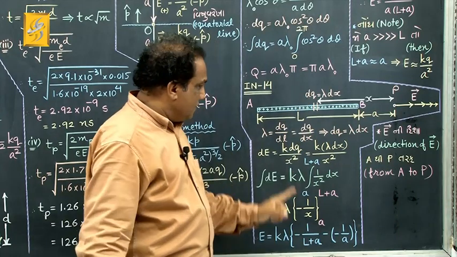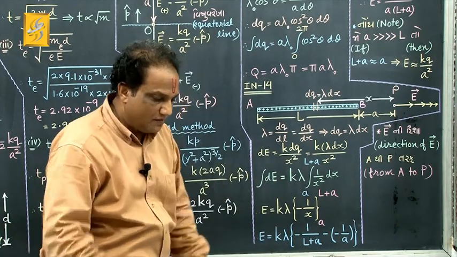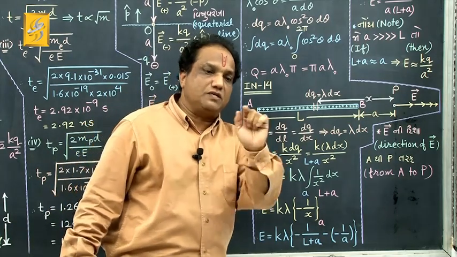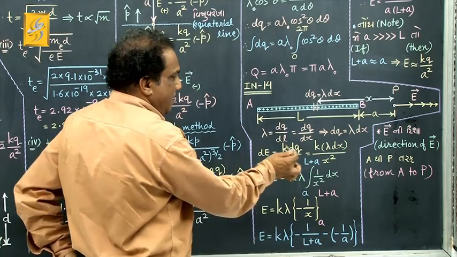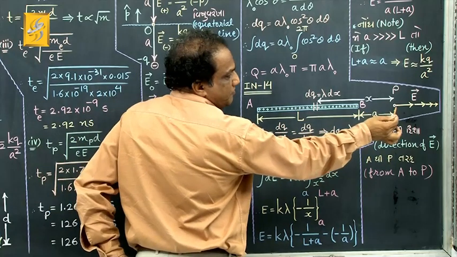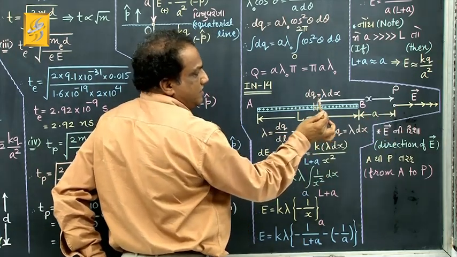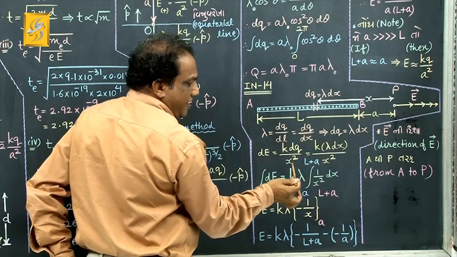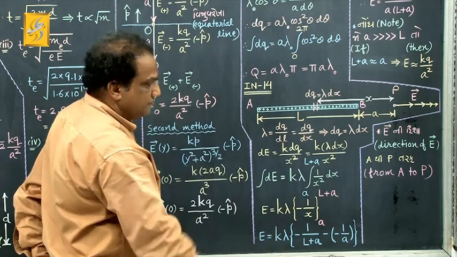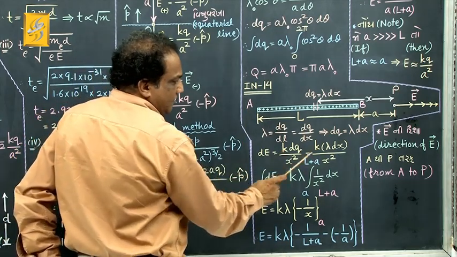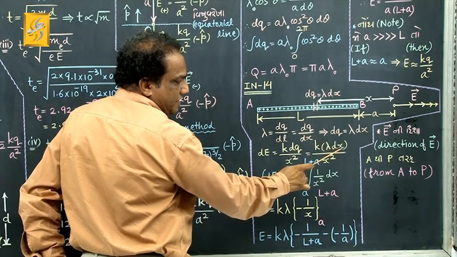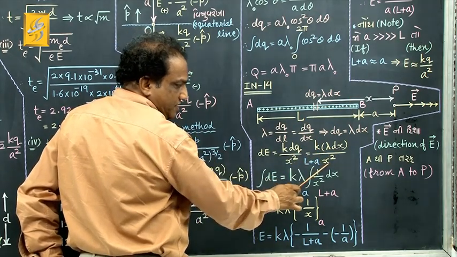So let us find this partial electric field. Due to a point charge, what is the magnitude of the electric field? K into charge upon distance squared. Come on, K into this charge dq upon distance squared. The distance of this point from the chosen length element is x, so I am writing x squared. K as it is, and dq is lambda into dx. So dE equals K lambda dx upon x squared.